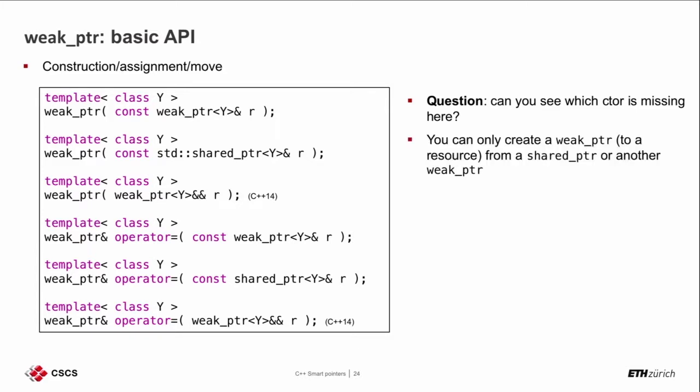Okay, the thing is that you don't have any constructor for the weak pointer that takes in input a raw pointer, because the only way that you can create a new weak pointer is starting from an existing weak pointer with a copy constructor or from a shared pointer. So this is something we'll come back to in the next slide.